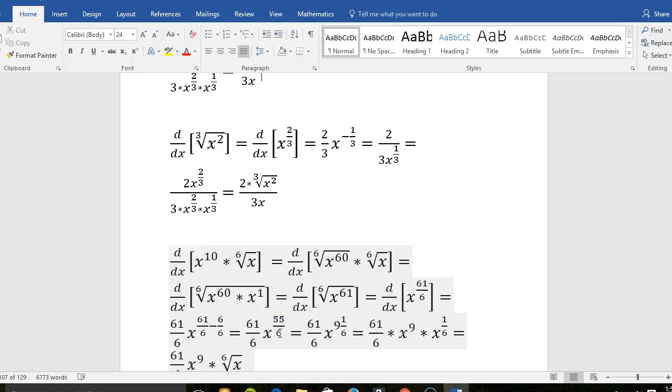Now, that's good, but let's see if we can clean this up a little bit. Now, that's 61/6, but that's x to the power of 9 and 1/6. That's the mixed number 9 and 1/6 in the exponent. So that's 61/6 times x to the power of 9 and 1/6.